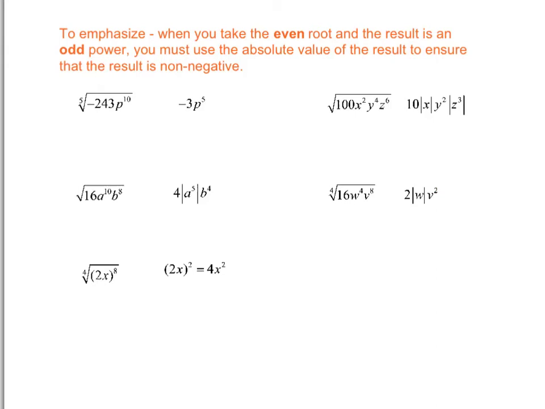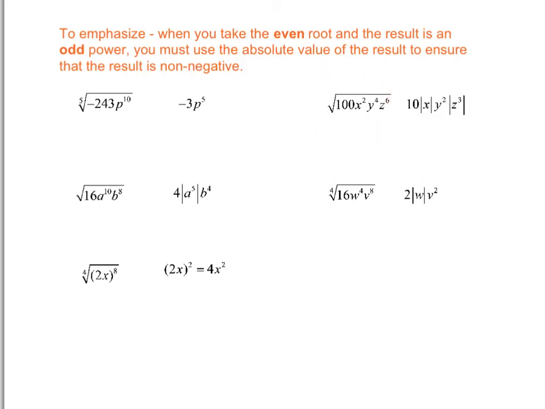Okay, so in this example here, it's a 5th root, so we don't care. We're never going to have the absolute value. The 5th root of a positive number is positive, the 5th root of a negative number is negative, and we're just good to go. If we look at this example, we're taking an even root.